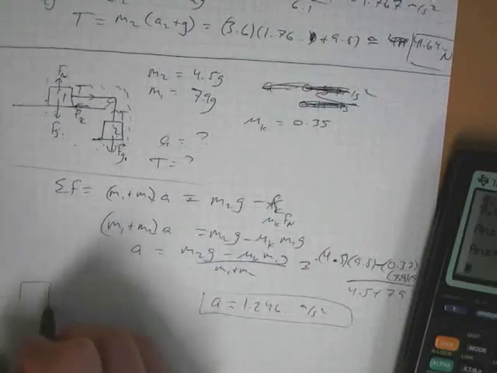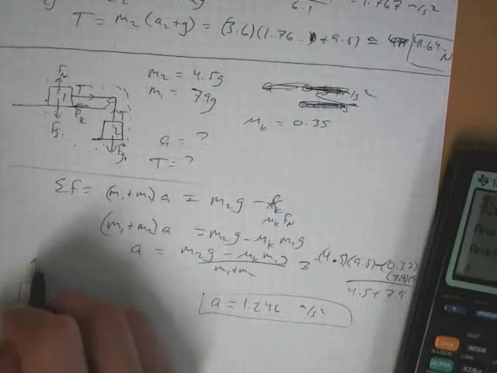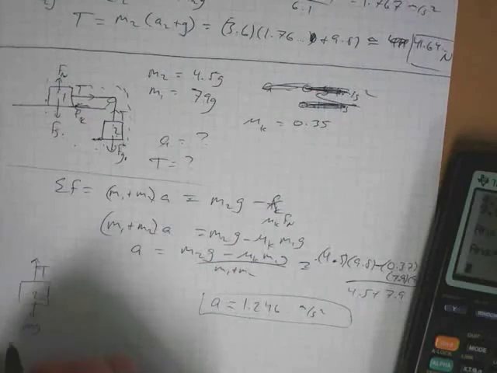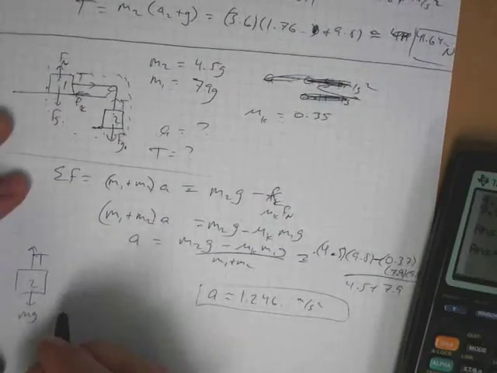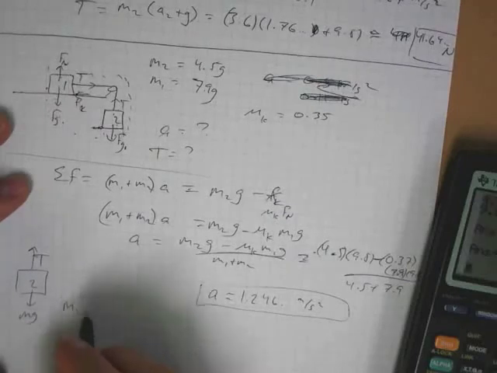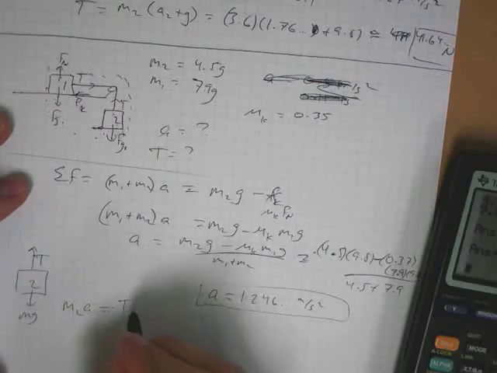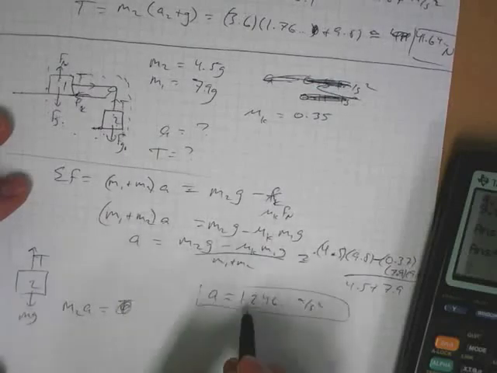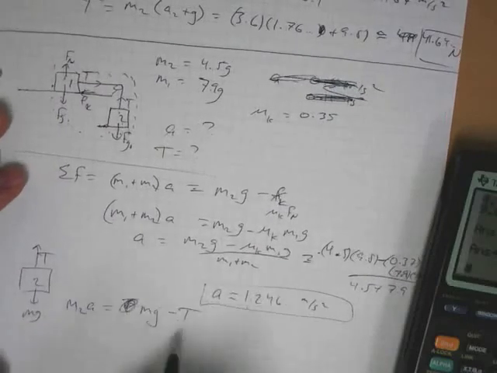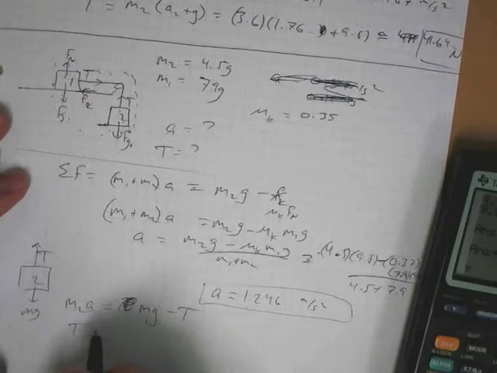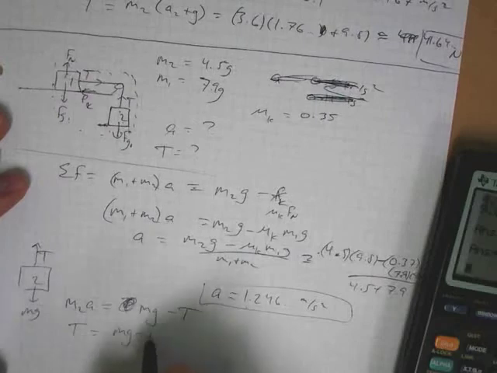If we look at block 2, we've got a tension, we've got a gravity, and just applying Newton's second law, we can say this mass times acceleration is equal to the net force. Well, it's accelerating downward. So if we call this positive, then we have to make mg positive and tension negative. And therefore, the tension in the rope is mg minus ma. That's mass 2 in both cases.